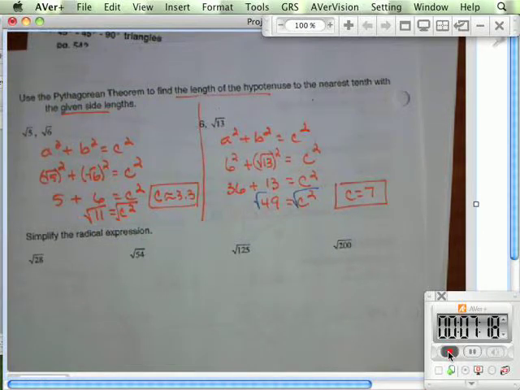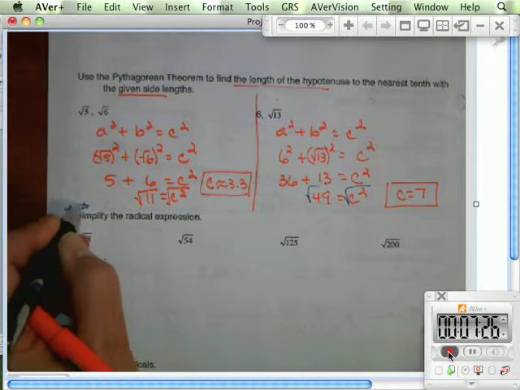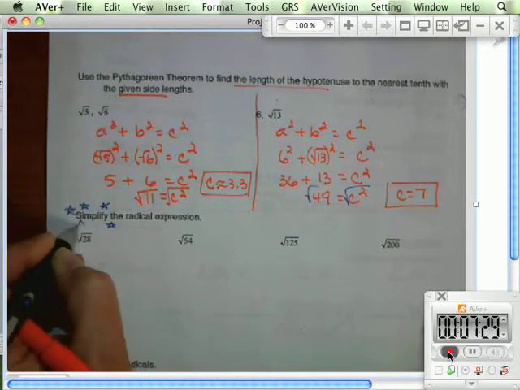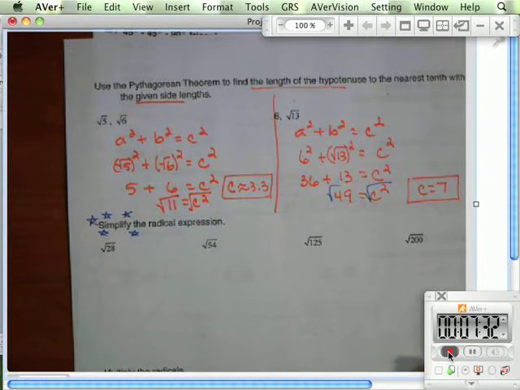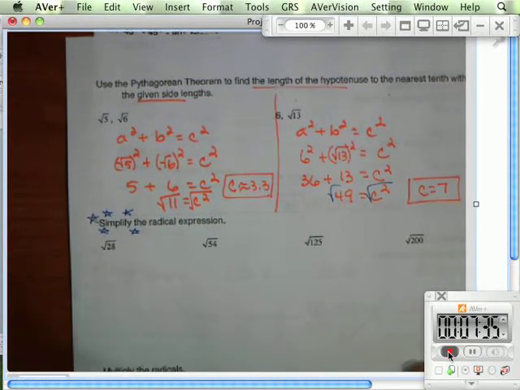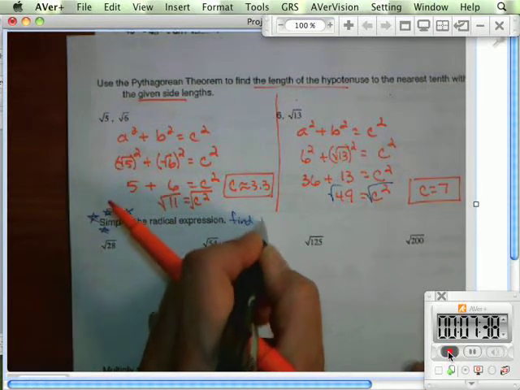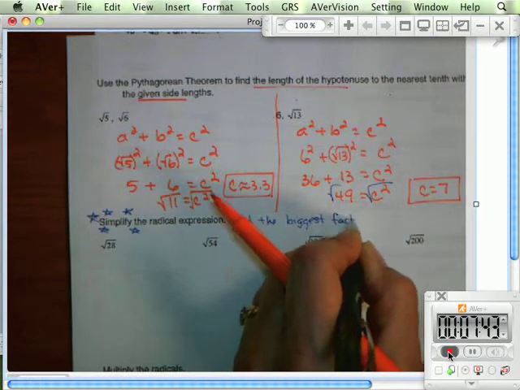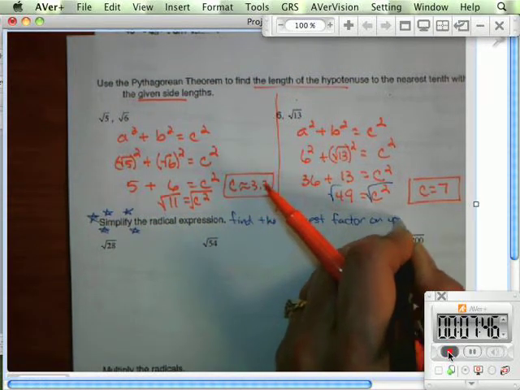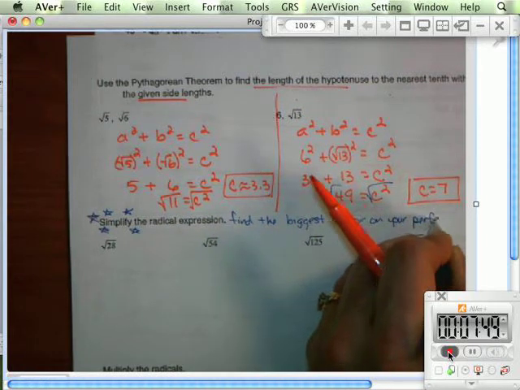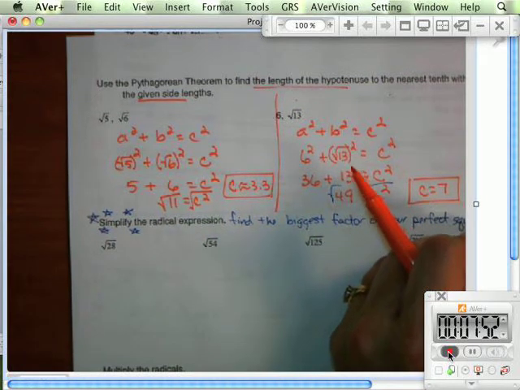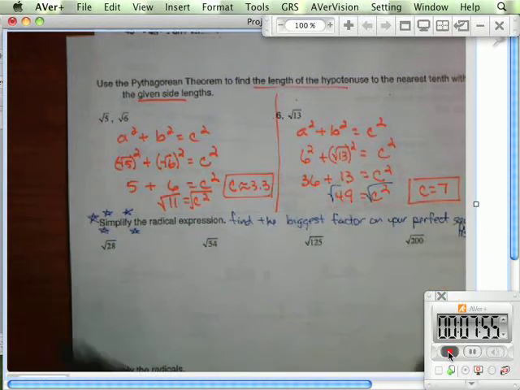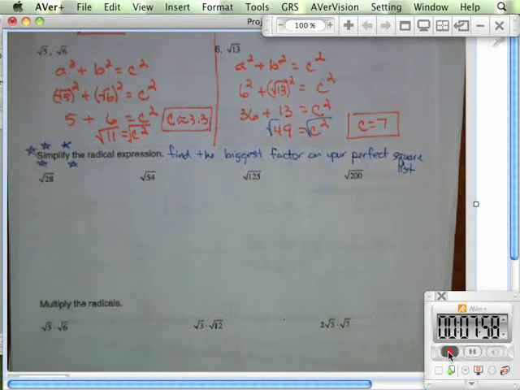Beautiful, huh? Okay, number 12. Look at this word right here: simplify. Simplify means you do not use your calculator. You can't have any decimals. What you're going to do is find the biggest factor on your perfect square list. A factor is what the number can be divided by.